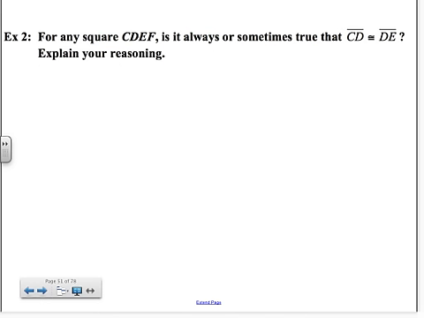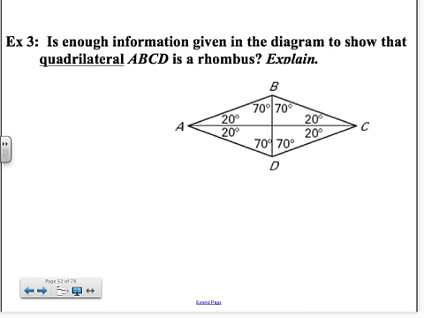The second example says for any square, is it always true or some? Oh, I'm sorry. That was the example we just did. Okay. Skip that. All right.